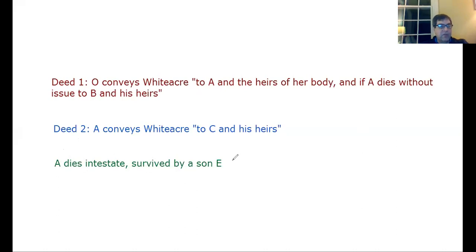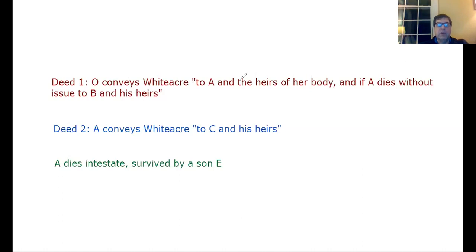And so if you're in Massachusetts, that was the first question: O conveys Whiteacre to A and the heirs of her body. That means that O has created a fee tail in A. In this language, if A dies without issue to B and his heirs, that means that there is now a remainder in fee simple in B. Then, when the second deed is executed, the conveyance to C and his heirs succeeds in disentailing the estate of Whiteacre.